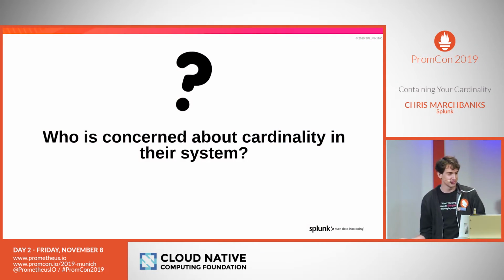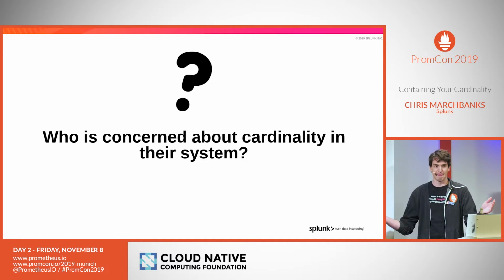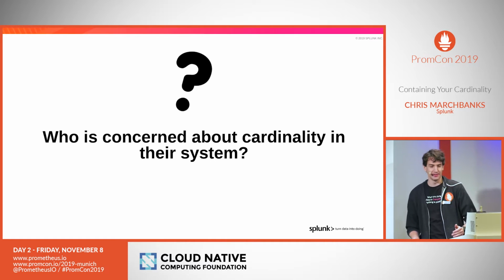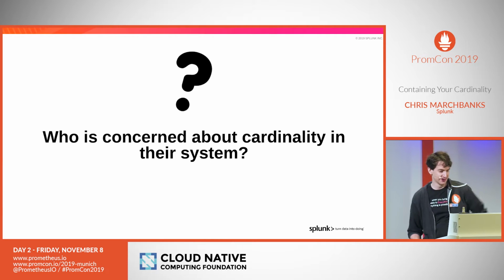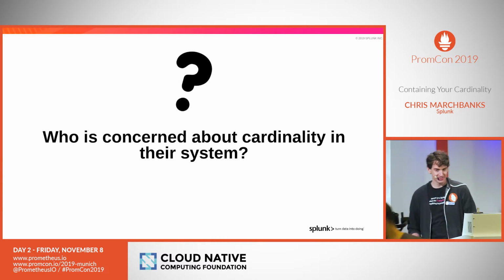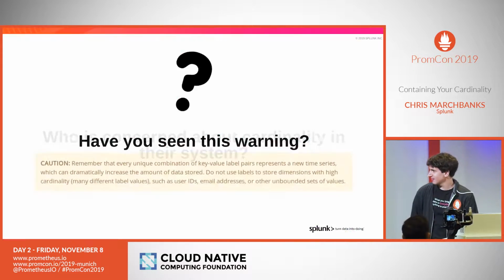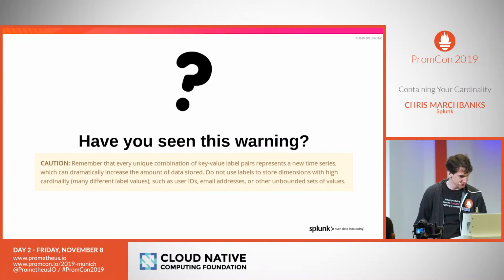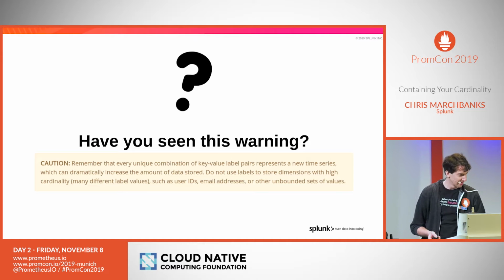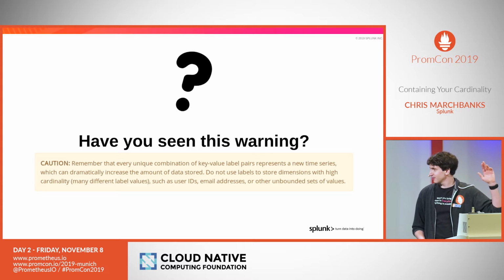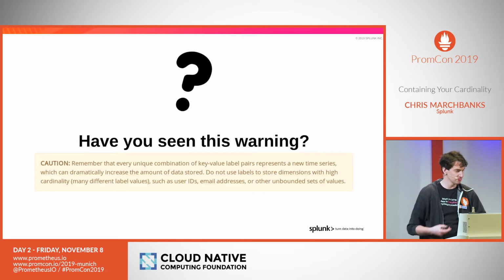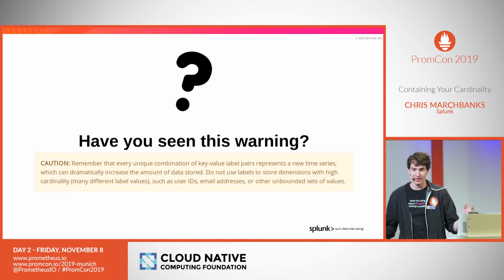So first, questions. Who is concerned about cardinality in their system? That is a lot of people. Me too. Next, who has seen this warning on the Prometheus docs? It's a good one. It provides some decent information. Don't store things like user IDs, email addresses, unbounded sets of data.